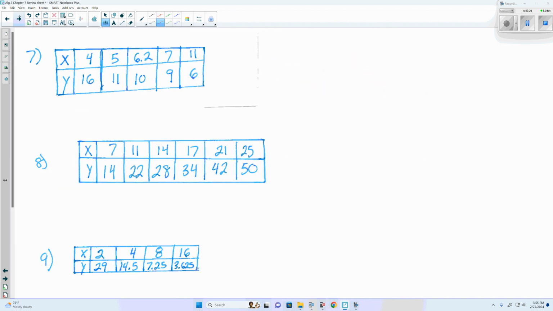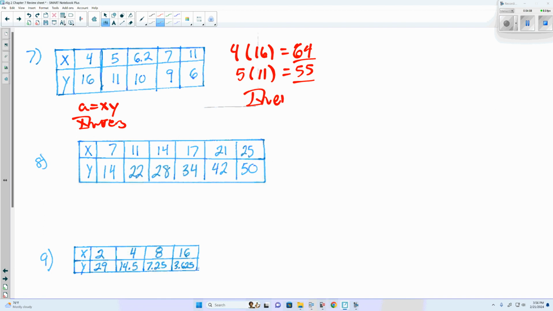Now we're not going to worry about 7 through 9. They're not even going to show up on the test, so I'm not going to worry about going over them. Because if we were to determine if it is direct, inverse variation, or neither, for inverse we look at a equals x times y, so we would be multiplying them together. Number 7, we would take 4 times 16, which is 64. Then we do 5 times 11, which is 55. If these two numbers were the same, we would keep going through the rest, and it would tell us it's inverse. Well, since they're not, inverse is not going to work.